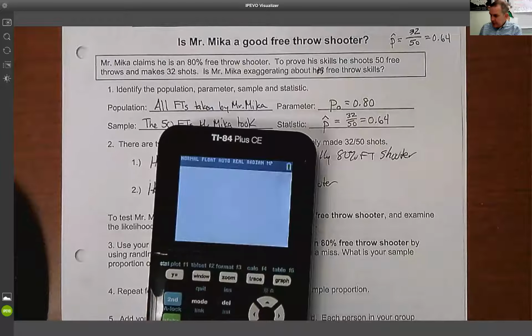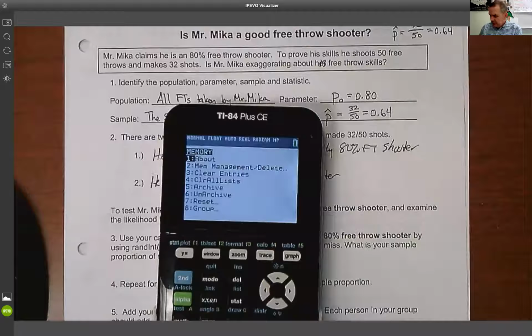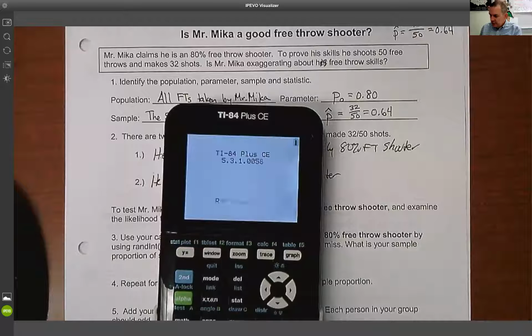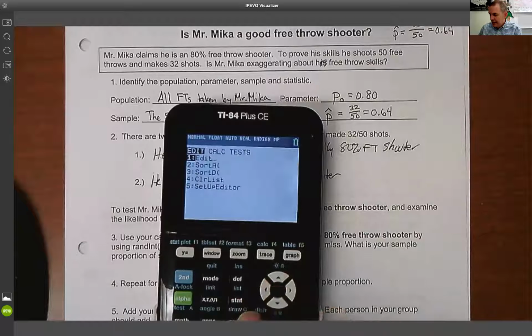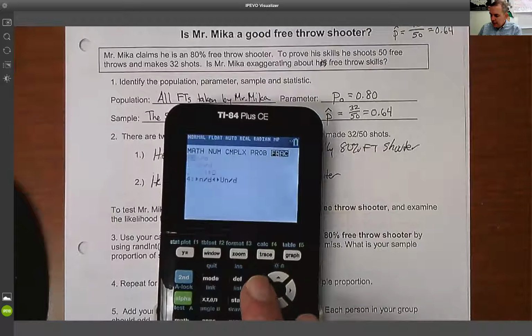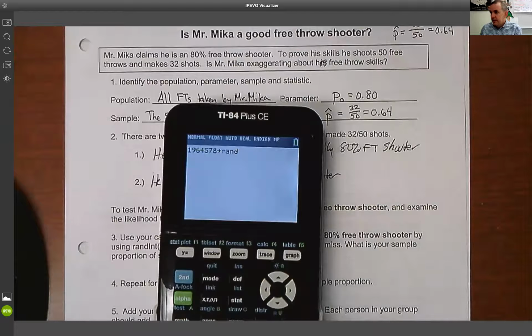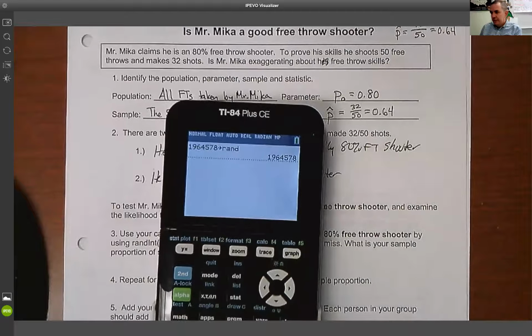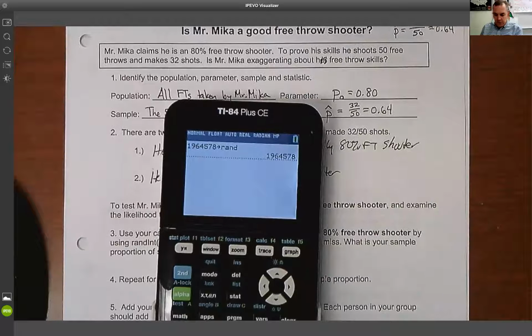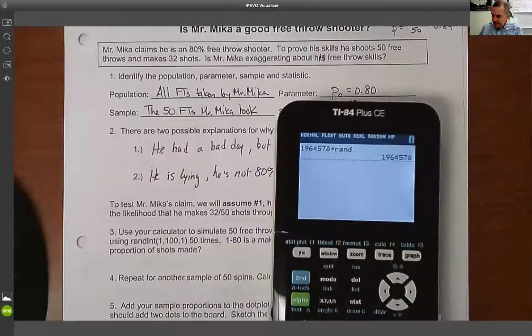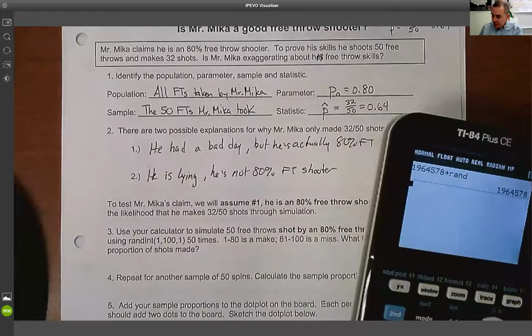First thing I want you to do is clear your calculator. So you do second plus 7, 1, 2. Okay, now we're going to put in our student ID number. So let's just say 1964578, store, stat, prob, Rand. So now I'm just seeding my calculator so that you use your student ID number, whatever it may be. And now I'm going to simulate him taking 50 free throws.